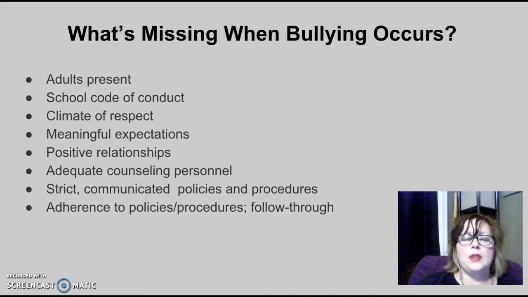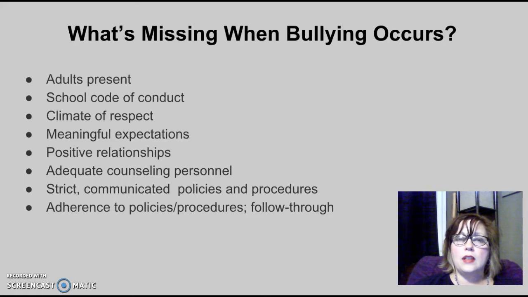So, what's missing when bullying occurs? Generally, there aren't adults present. I mean, because most of the time when adults are present nearby, it's not going to happen. If you're in a gym with a bunch of kids and you're across the gym, sure, it can be happening over there because you can't hear what's going on. So adults need to be present and they need to be close.